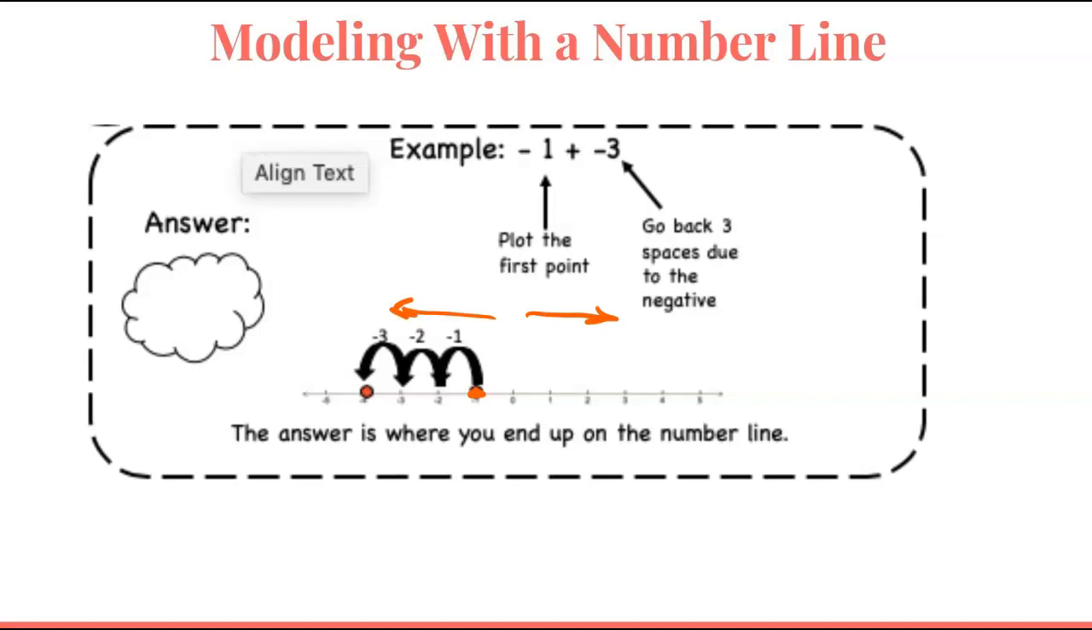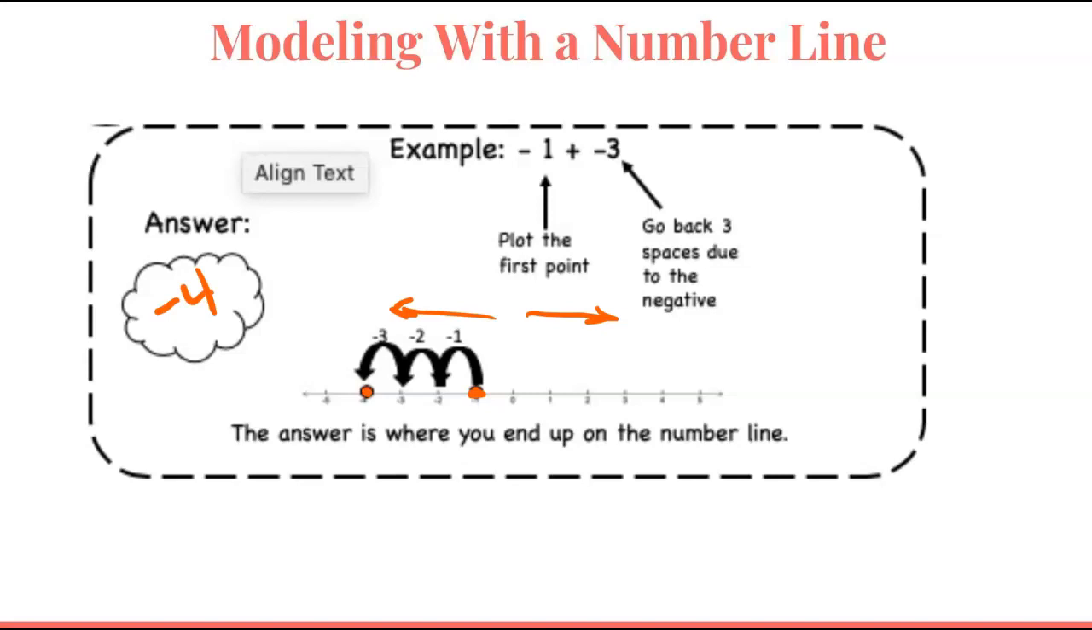In this case, I'm adding a negative 3. So that means I want to go 3 spaces to the left because of the negative. You see me skip 3 spaces, I end up at negative 4. Where you end up is your answer. So when I hop back 3 spaces, I end up at negative 4. That means that -1 plus -3 is -4.